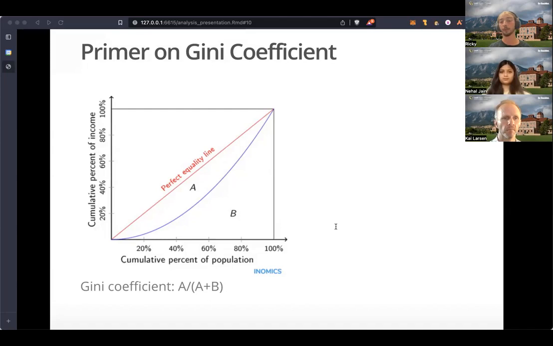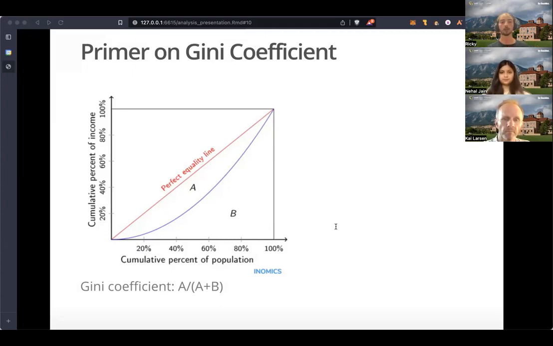What this means is that in a perfectly equal world, the top 1% of the population would make up 1% of the total income. But of course, in reality, the richest 1% of the population earns a lot more than the poorest 1%. So the more dramatic the level of inequality, the more this blue line will move away from this red perfect equality line on this chart. We can then look at the area between these two lines, labeled A, and look at the proportion of A relative to all of the space under this red perfect equality line. This is essentially what we call the Gini coefficient.